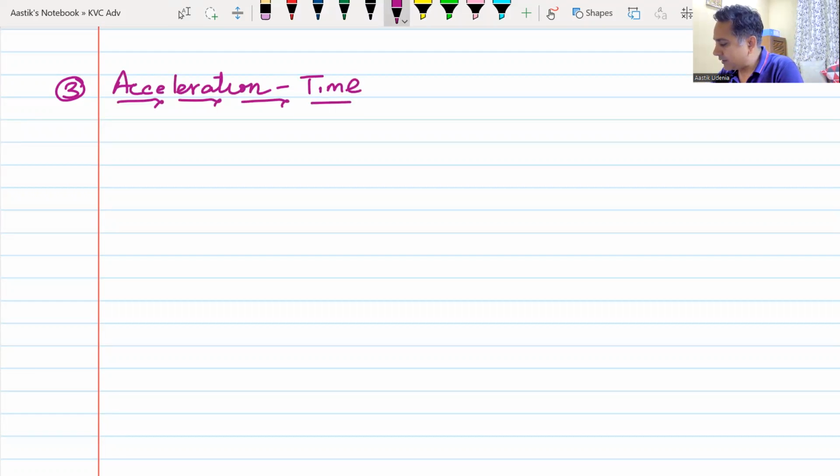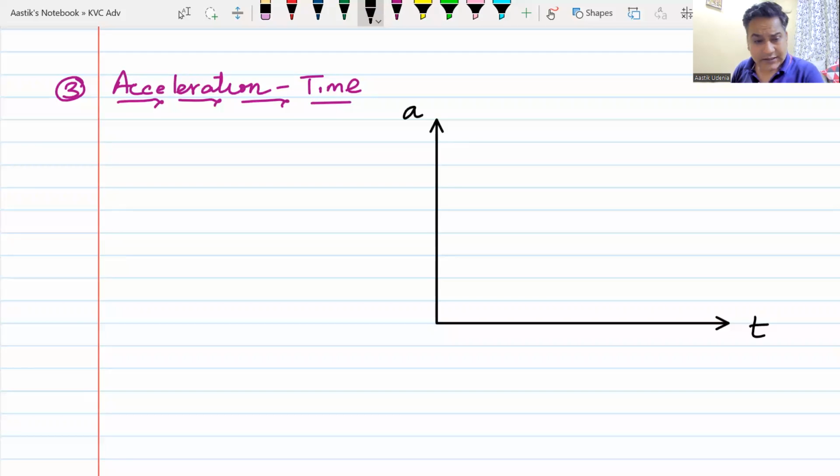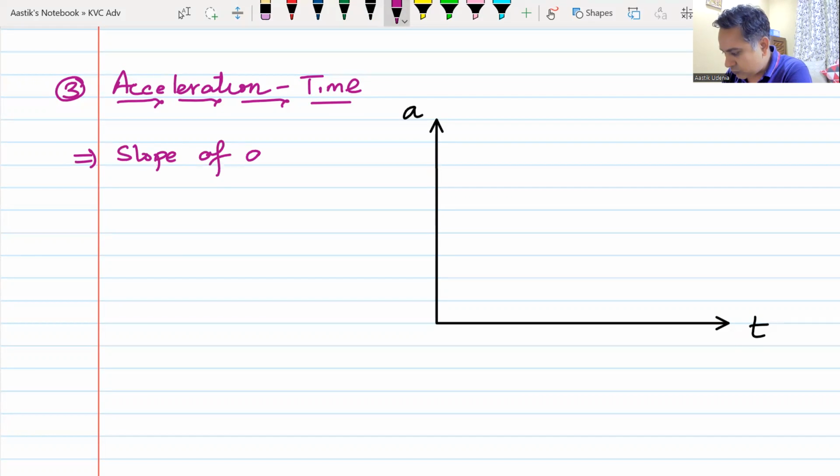Let me make it. So I will have t plotted on the x-axis and acceleration plotted on the y-axis. AT graph, acceleration time graph. Now, the first thing that you have to understand is slope of AT graph. No one is going to ask you this. Slope of AT graph gives you something known as jerk. Now, this jerk is out of your course, which is the rate of change of acceleration with time. It is known as jerk.